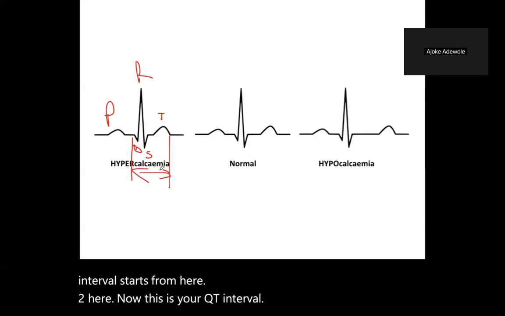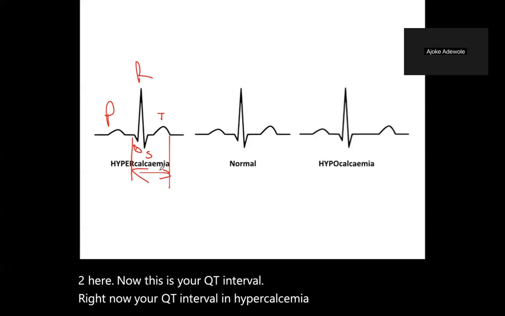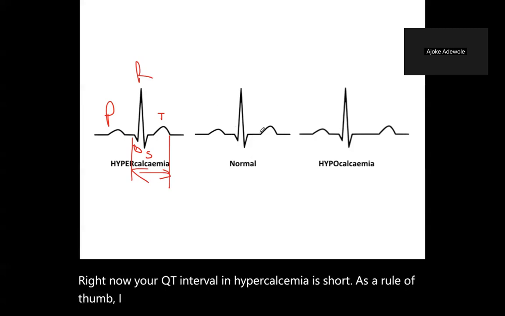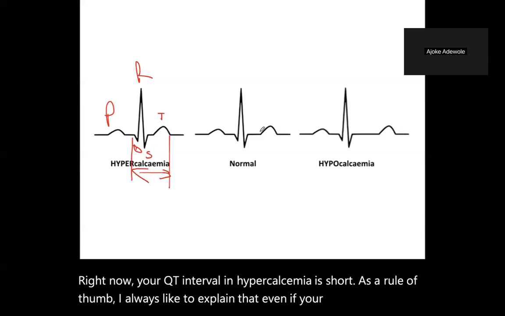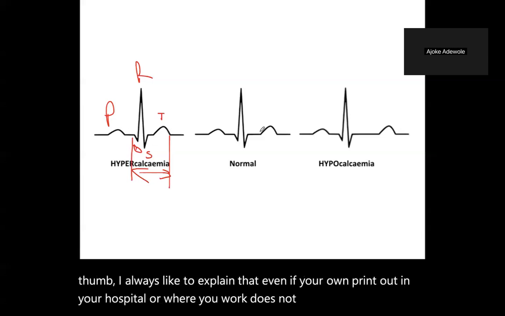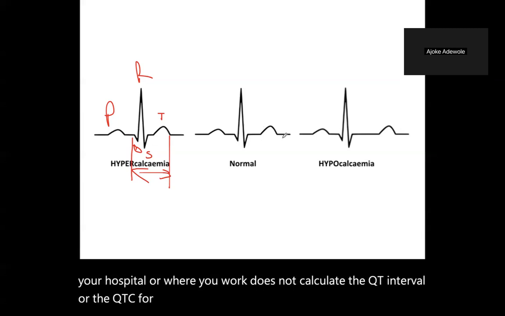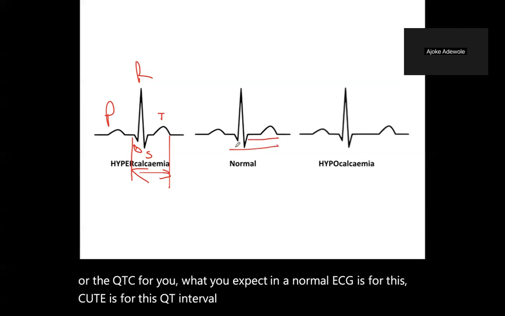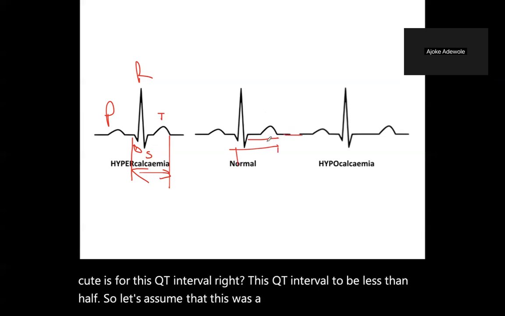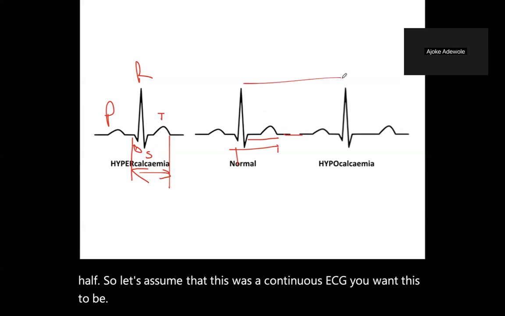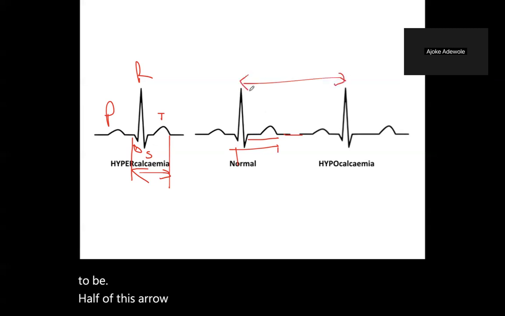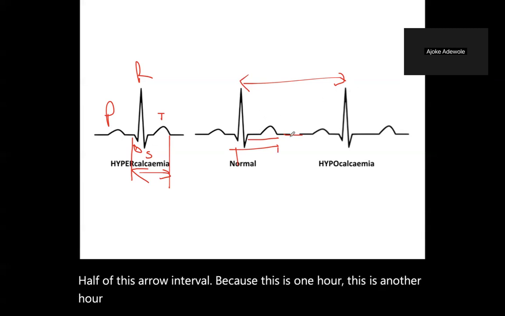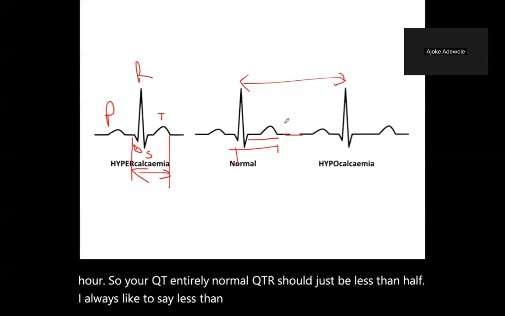Now, your QT interval in hypercalcemia is short. As a rule of thumb, I always like to explain that even if your own printout in your hospital or where you work does not calculate the QT interval or the QTc for you, what you expect in a normal ECG is for this QT interval to be less than half. So let's assume that this was a continuous ECG. You want this to be less than half of this RR interval, because this is one heartbeat, this is another. So your normal QT interval should just be less than half. I always like to say less than about 40%.